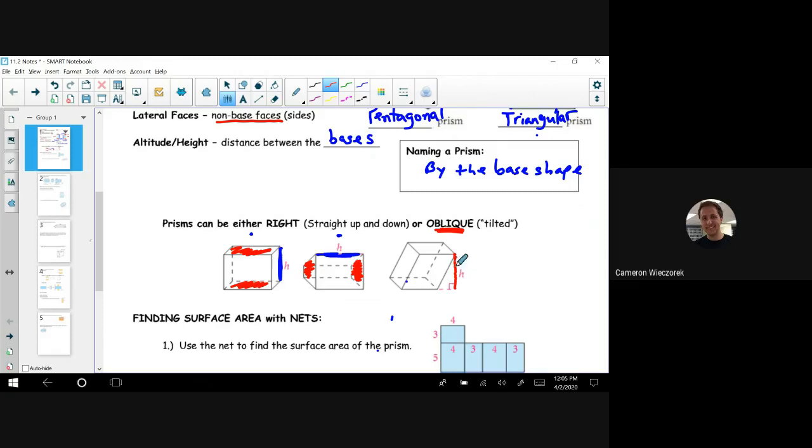Okay? So that little red segment that I drew right there would actually be my height, as opposed to the first two, where the blue segment that I drew was the height and it was one of the sides, one of the edges of the shape.